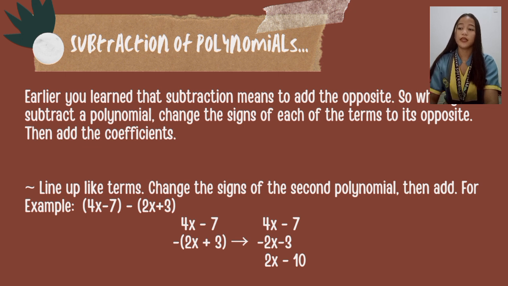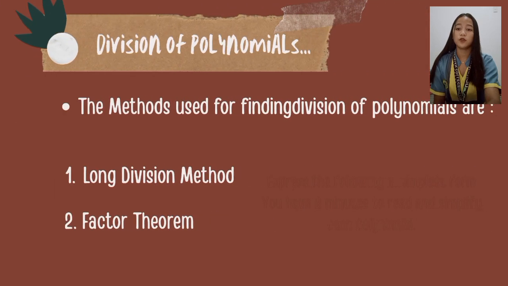So 4x minus 2x is equal to 2x. And the constant is negative 7, and we add negative 3. You are going to add them because they have the same sign. And after you add them, copy the sign of the highest number. So the answer is 2x minus 10. So let's proceed to the next slide, the division of polynomials.